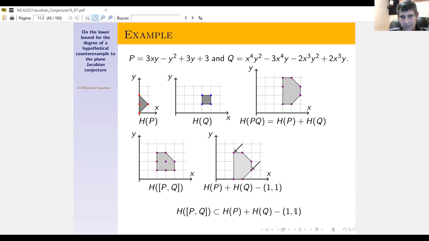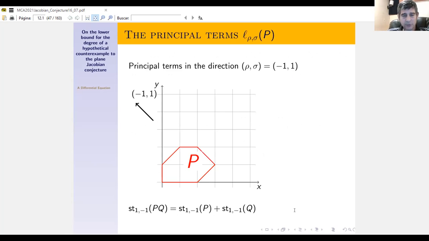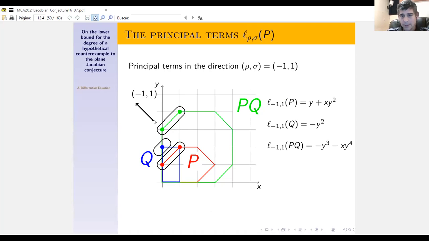And we also look at, in each direction, the principal terms in each direction. For example, if you take the direction (-1, 1), then the support of P, the support of Q, assume these are the supports, then you have the support of PQ, the Newton polygon. I only draw the borders. The principal terms are well behaved. So the principal term of Q times the principal term of P gives the principal term of PQ. Graphically it's easy to see, it's just the sum of the convex hulls of the support of the principal terms, which is well behaved with respect to multiplication.